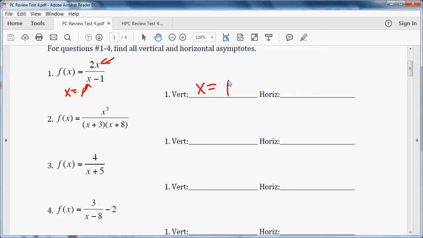So honors, on yours number 2, you would have to factor it in order to see x plus 3, x plus 8. But that's what you should do anyway. And then we set both of those equal to 0, and we get x equals negative 3 and x equals negative 8. Neither of those make the numerator 0, so they are both vertical asymptotes.